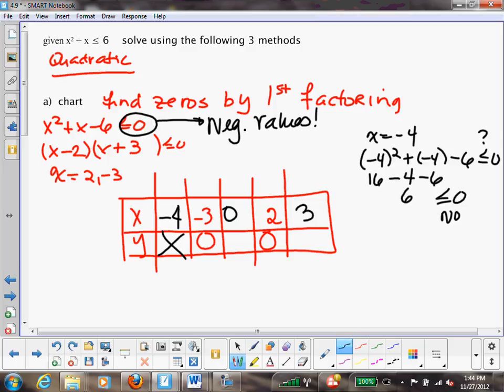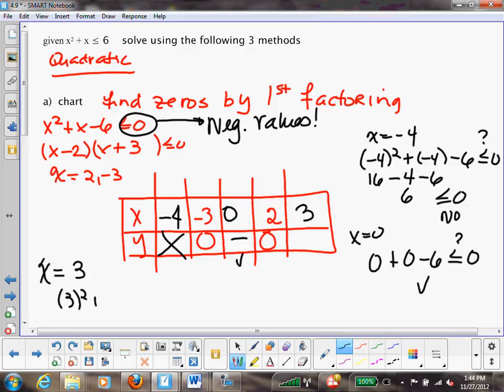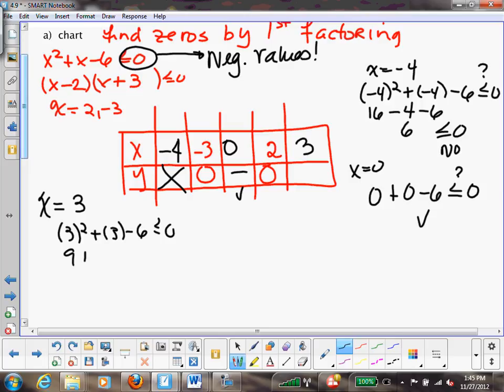So now let's look at 0. Let x equal 0. If x is 0, I get 0 plus 0 minus 6. Is that less than or equal to 0? Absolutely. I get a negative value here. That's good. And then we try when x is 3. Well, that's going to give me 3 squared plus 3 minus 6. Is that less than or equal to 0? 9 plus 3 minus 6 is not less than or equal to 0.